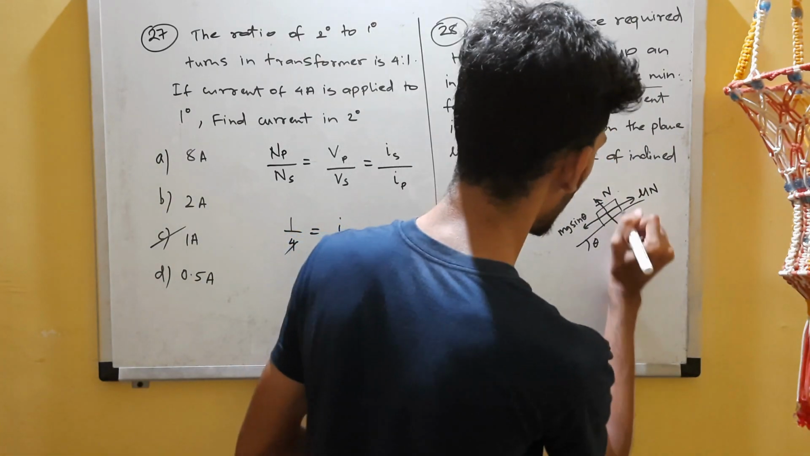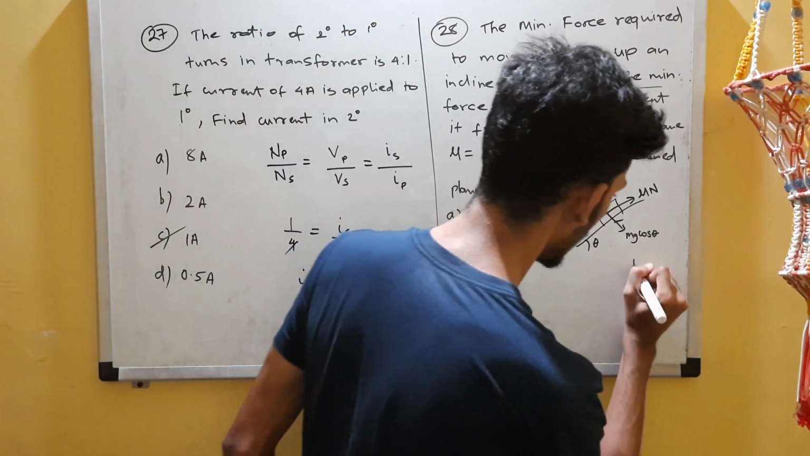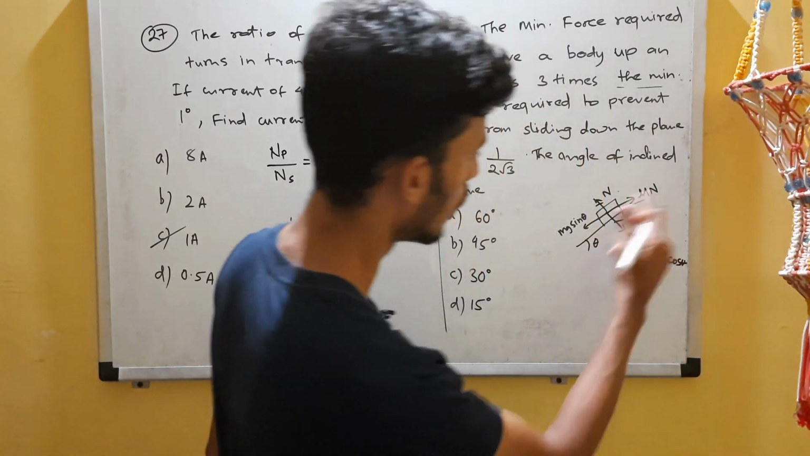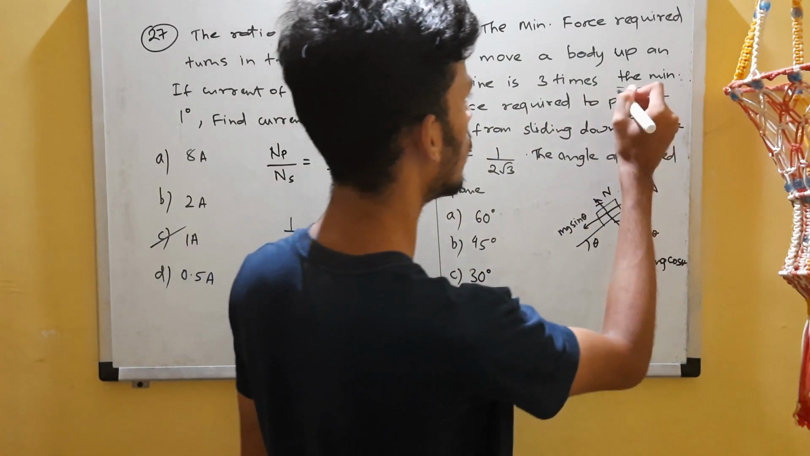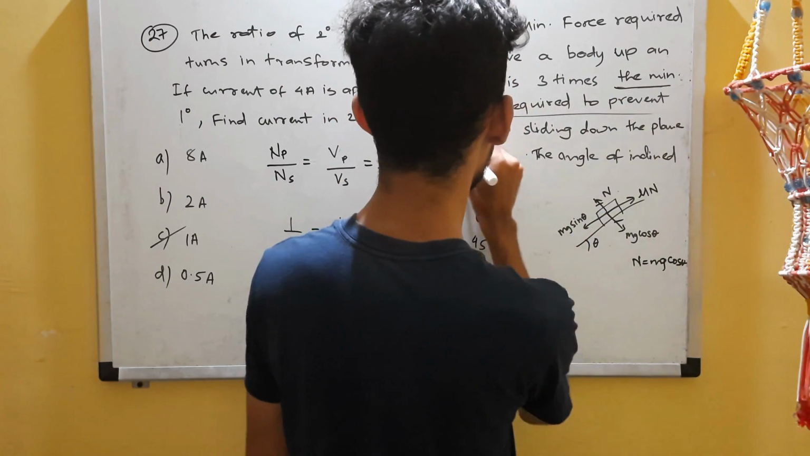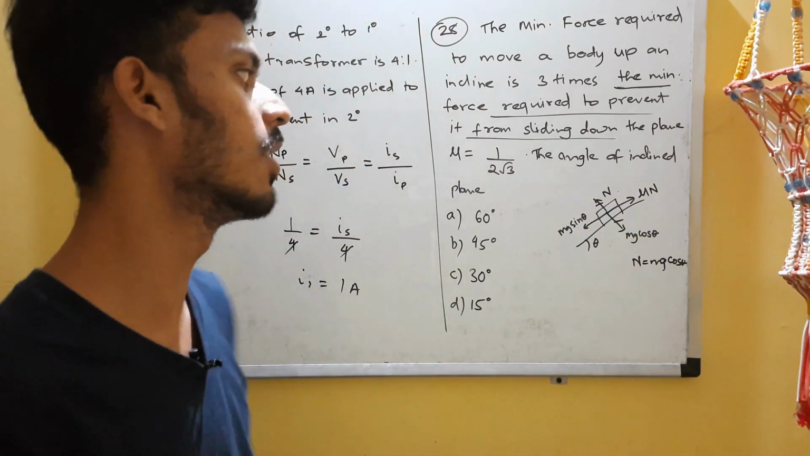These two forces are equal. That's why there is no vertical motion. So N equals mg cos theta, right? And these two forces are also equal. So this is the minimum force that is required to prevent the body from sliding down, which is the frictional force. It's preventing the body from sliding down.